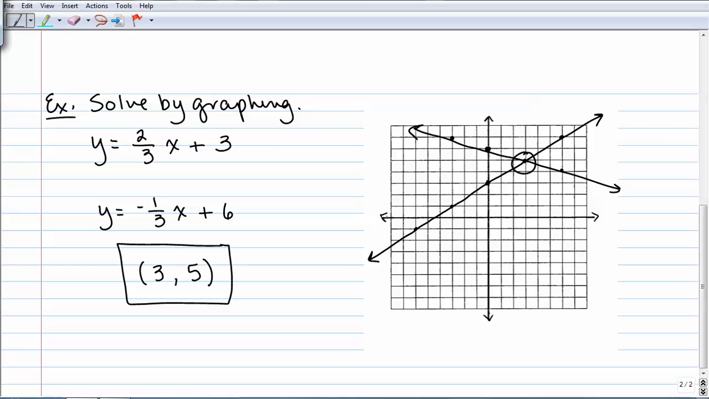In other words, if I plug 3 in for x and 5 in for y, this equation is true. And the same thing is true of the second equation. If I plug a 3 in for x and a 5 in for y, this equation is true as well.